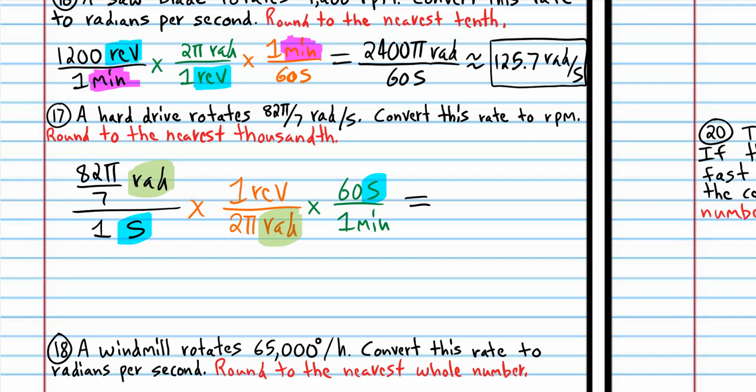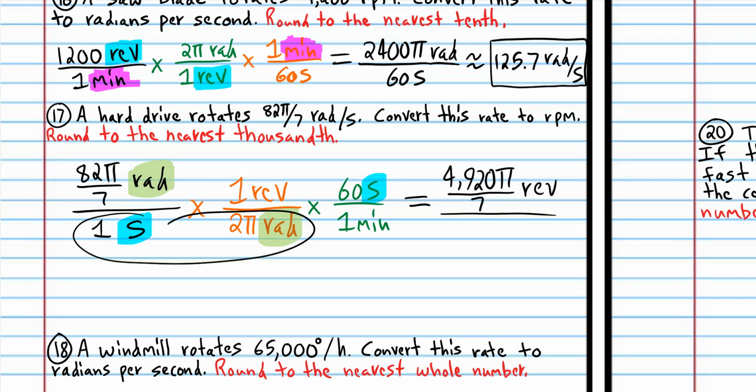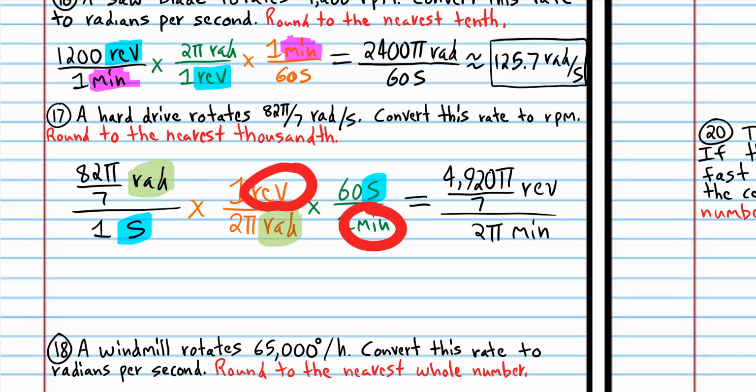And so if we multiply 82 and 60, we get 4,920 pi over 7 revolutions. And 1 times 2 pi is 2 pi, so we have 2 pi minutes. Again, these units are left over. They don't cancel out.